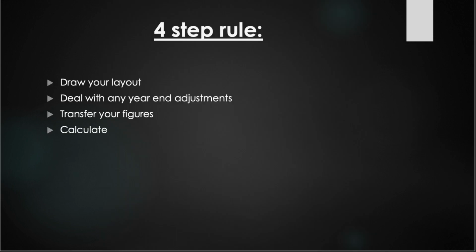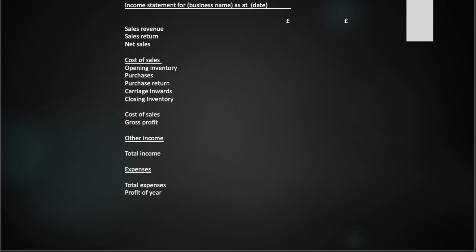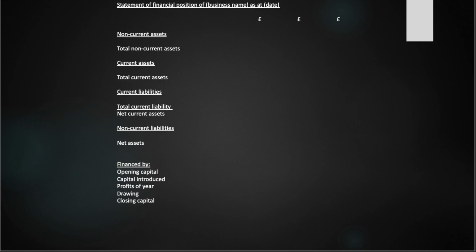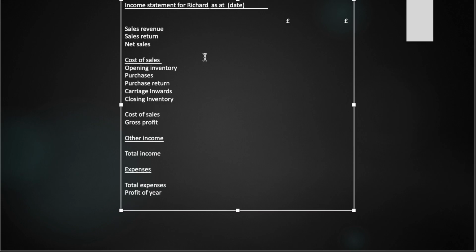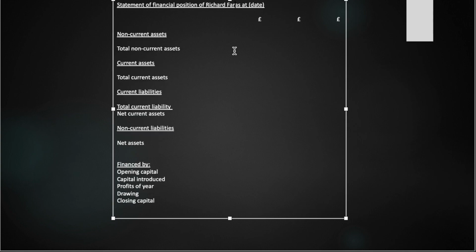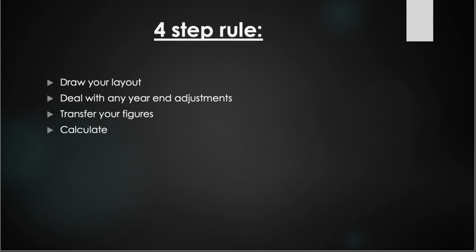So once again, we follow the 4-step rule. The first step is to draw our layouts. I've drawn my layouts. The only thing I have to do right now is put the business name and the date. The business name is Richard Furley and the date is the 31st of March 2003, 2013, it doesn't matter.